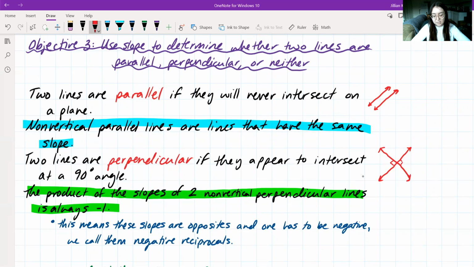So this means that these slopes are opposites, and one has to be negative. We call them negative reciprocals. Remember, our reciprocal, if we're dealing with a fraction, would be flipping our numerator and our denominator, or if we have a whole number, we would put 1 over that number. But now instead of just the reciprocal, we're taking the negative reciprocal. So we need to add that negative on there now as well.